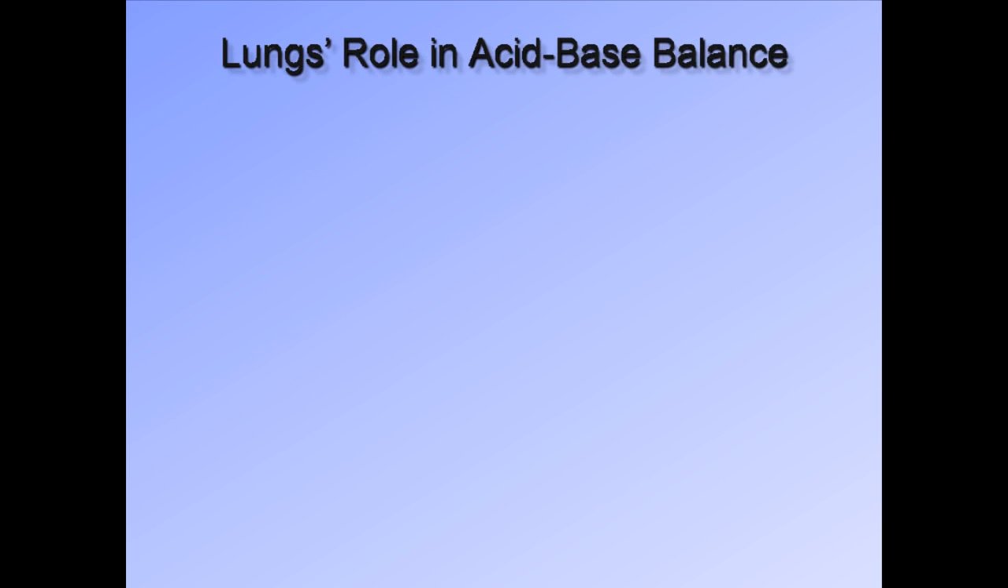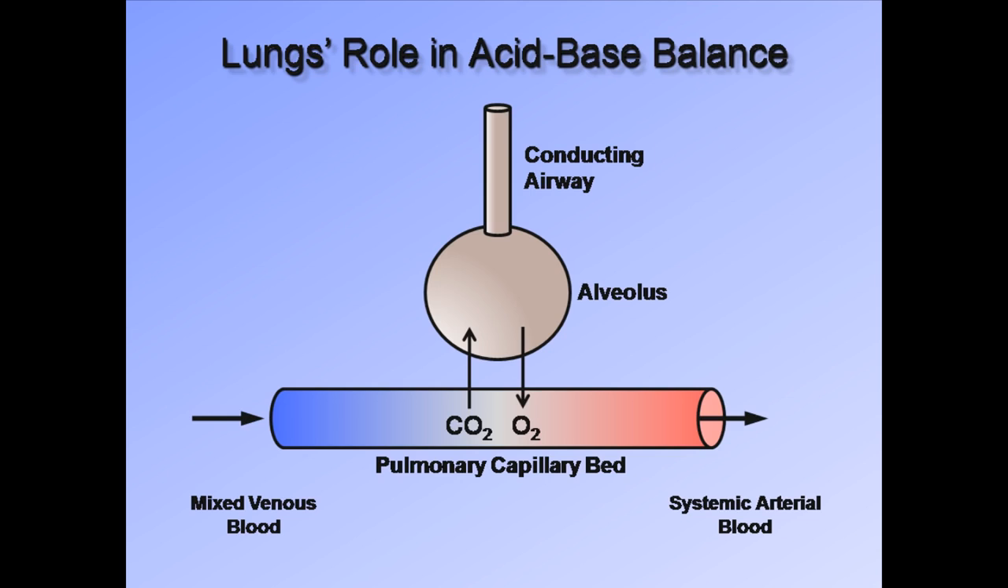Compared to the kidneys, the lungs' role in acid-base regulation is relatively straightforward. With each inspiration, as oxygen diffuses across the alveolar capillary membrane and into the pulmonary capillary bed, carbon dioxide brought to the lungs by the pulmonary artery diffuses out of the pulmonary capillaries and into the alveoli. From there, the lungs will expel the carbon dioxide with the next expiration.